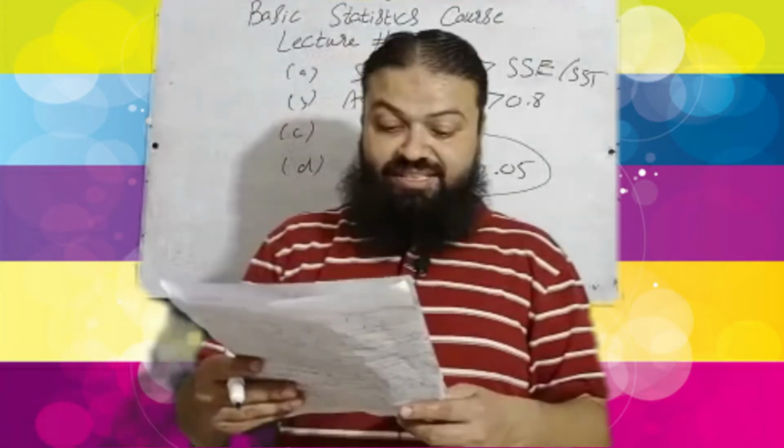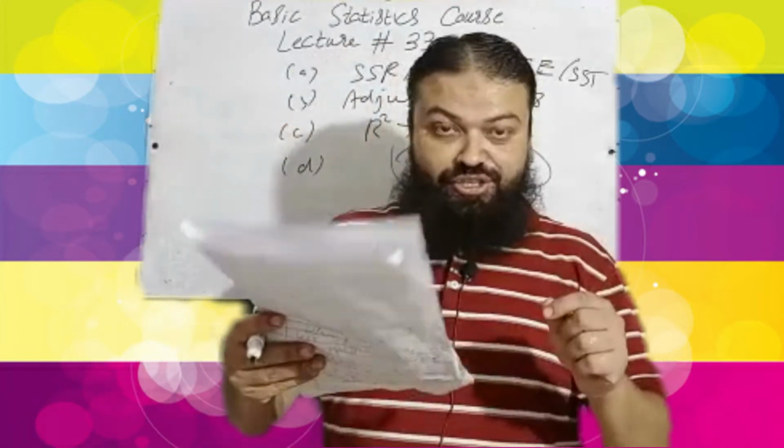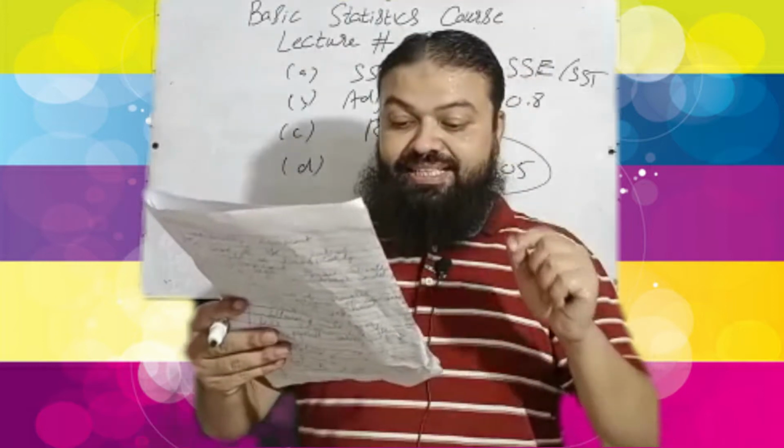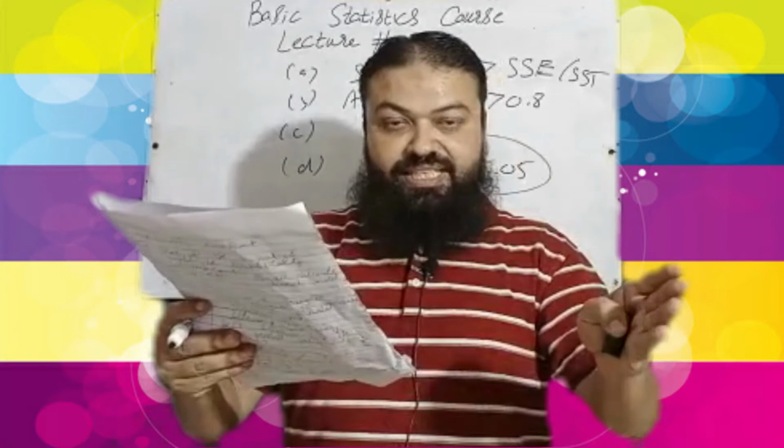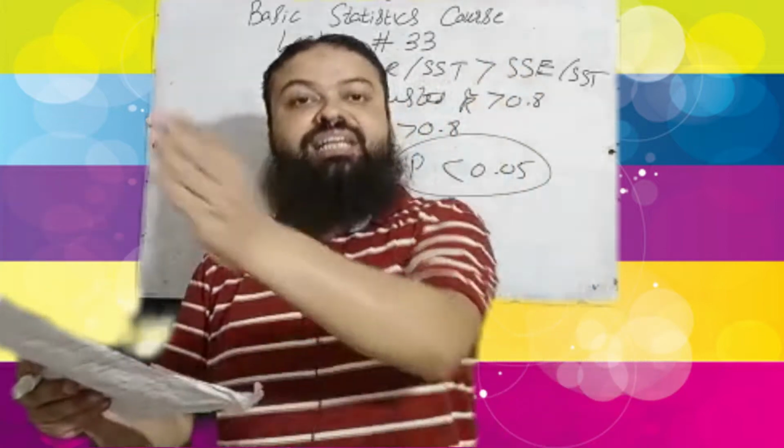Question number 7. Simple linear regression has a number of sample data assumptions. What are they? A option, linearity, independence, normality, unequal variance.